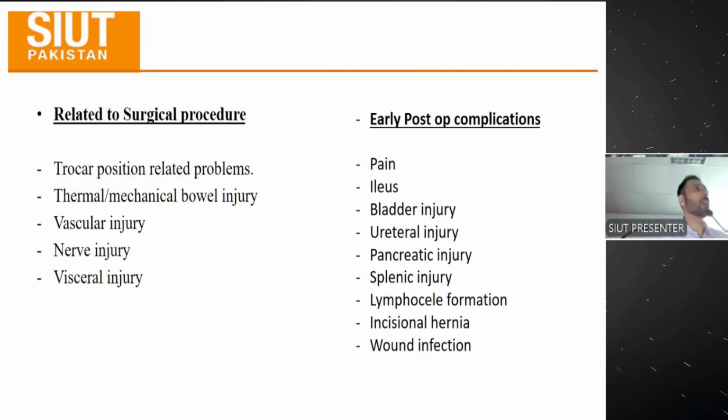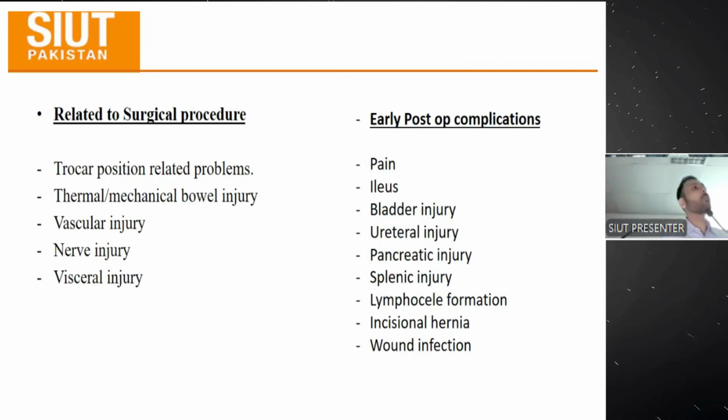When we're doing a nephrectomy, a lot of times, I haven't seen this in my real life before, but you can puncture the IVC as well, or any lumbar vein or whatever. So you can also injure the vasculature. Nerve injury because of the position of the patient during the procedure, and any of the visceral injuries. So these are some of the complications that you might see.